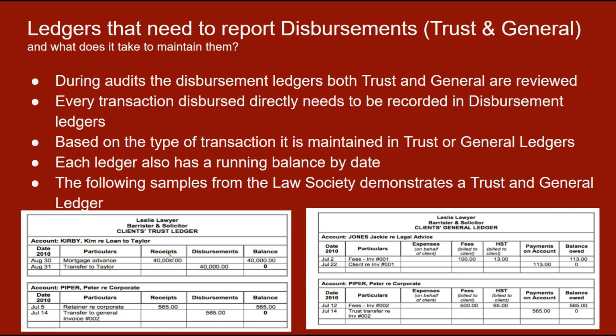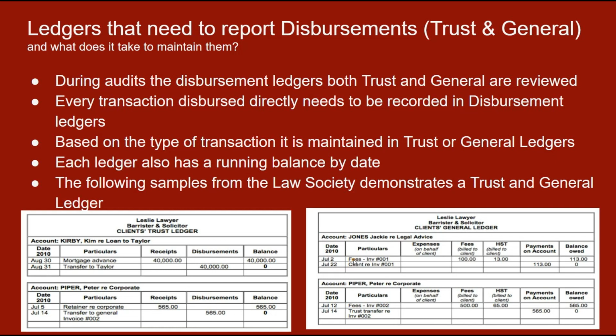You have the date, the particulars, the amount. There's no taxes discussed here, and there's a running balance. In a general ledger, the difference from trust to general is you do have the tax component of it. Okay, so you can see that, assuming this is not fees, this is disbursement, there's $113.